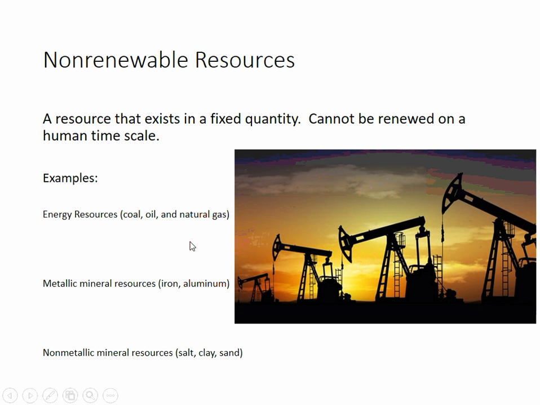Energy resources like fossil fuels, such as coal, oil, and natural gas, have a finite amount. Other resources like metallic mineral resources, like iron and aluminum, or non-metallic ones, salt, clay, and sand, are also considered non-renewable. With metallic and non-metallic mineral resources, we can reuse them. We can recycle them. With energy, we cannot. Energy cannot be created nor destroyed, according to the first law of thermodynamics, and therefore it cannot be recycled.